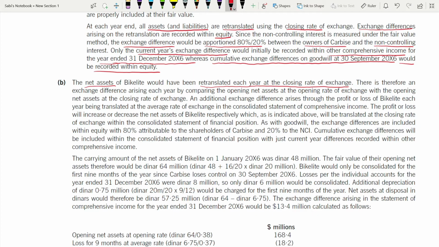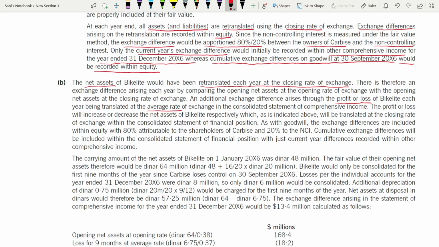So an additional exchange difference arises to the profit or loss of Bike Light each year, being retranslated at the average rate of exchange. Definitely, profit or loss you translate at average rate. Therefore, profit and loss at average rate, financial statement at closing rate, differences will arise because the rate is different. In the consolidated statement of comprehensive income.